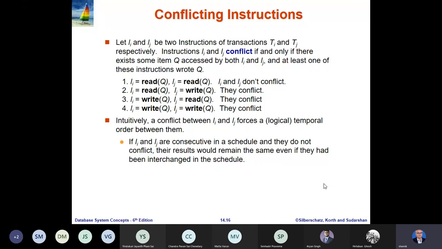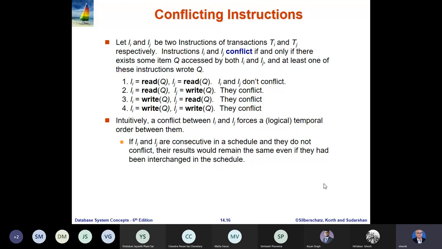So of course you can treat Ii doing a write Q and Ij doing a read Q, it will be the same, symmetrical. And if it is both a write Q, then if Ii comes first and writes Q and then Ij writes Q, what will remain in the database? The value of Q that has been written by Ij. The value of Q written by Ii will be overwritten. Okay, so that will result in a different database state.